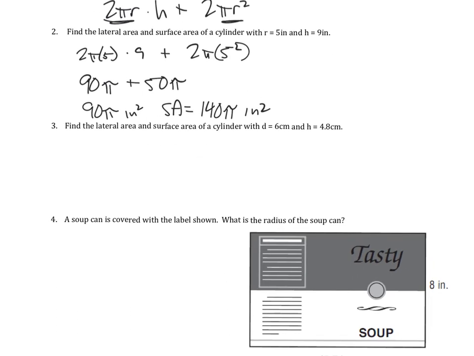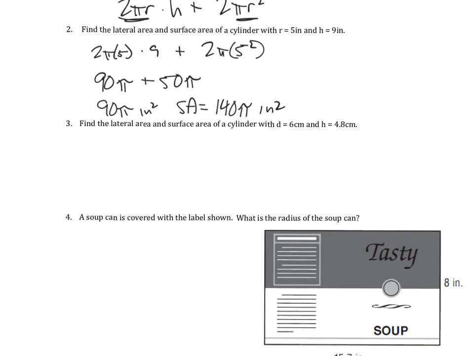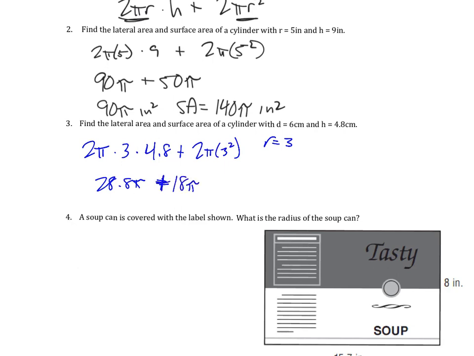Couple more, just checking. Diameter is 6, height 4.8. So if the diameter is 6, that means the radius is 3. So I'm going to take 2 pi times 3 times my height of 4.8 plus 2 pi 3 squared. So if I take 2 times 3 times 4.8, that's going to be 28.8 pi plus 18 pi, which is going to give me 46.8 pi centimeters squared. Now that's my surface area. My lateral area is just that. All right, no bases for that one.